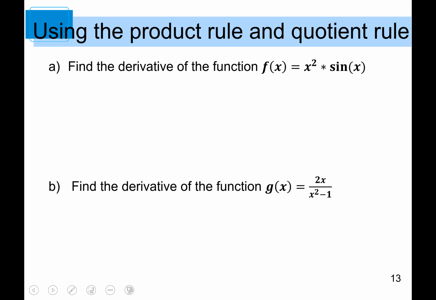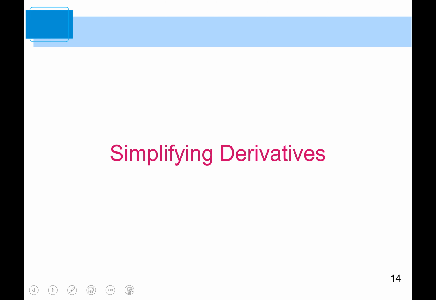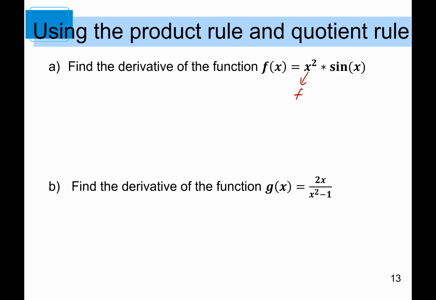Okay, so let's do a quick review of the product rule and the quotient rule. Find the derivative of the function f of x equals x squared times sine x. So here we assume this is f, and that's g. f equals x squared, so f prime, the derivative of x squared, is 2x. And g equals sine x, and then g prime equals cosine of x.